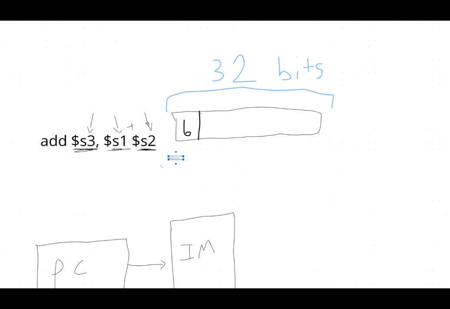And for this class, the opcode isn't really important. This is just for the computer to know what instruction it is, but 6 bits are dedicated for that. And then we're gonna have 3 sections for each of the registers. So this is gonna be 5 bits. This is gonna be 5 bits. Yeah, this is gonna be 5 bits. And these are going to be our registers here.